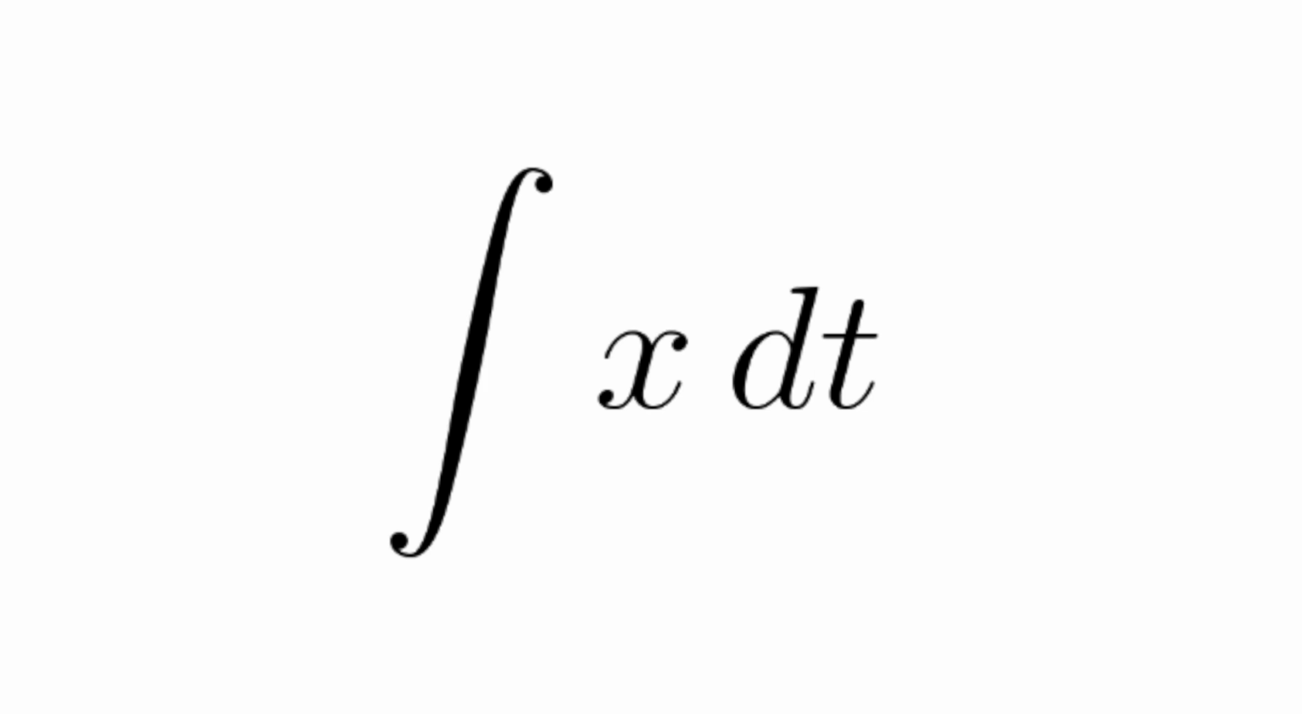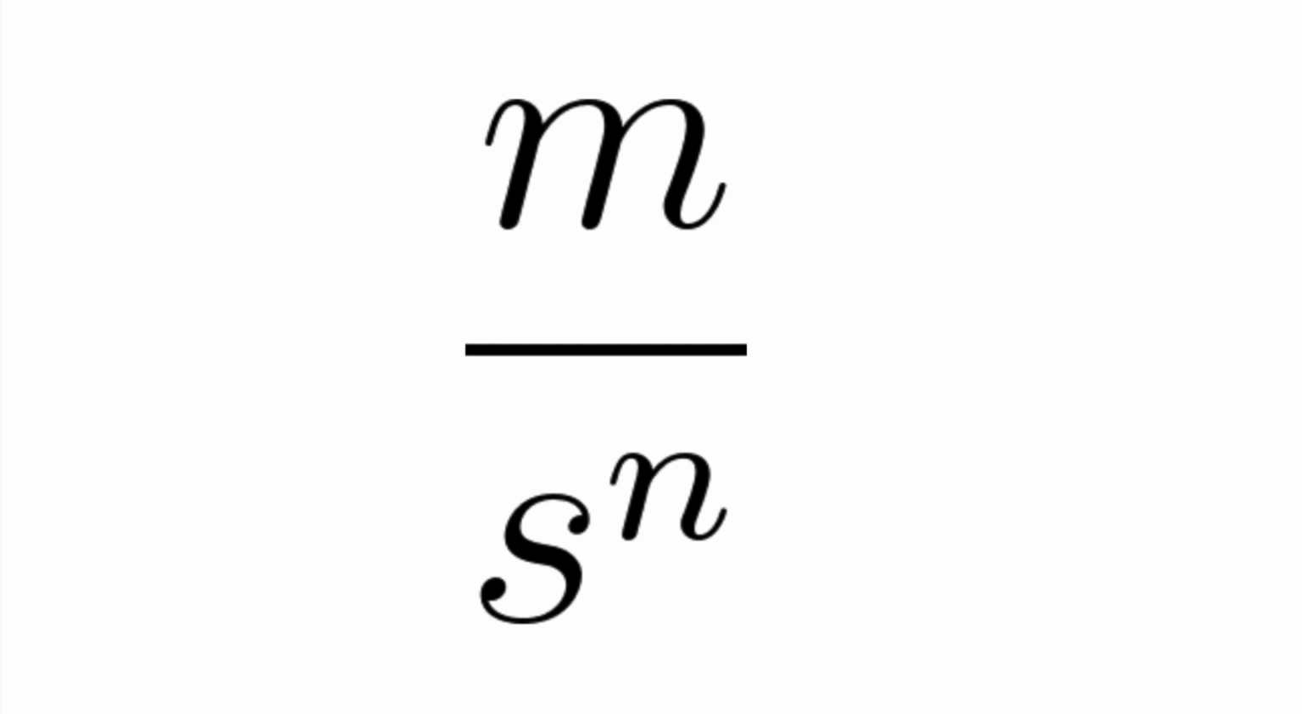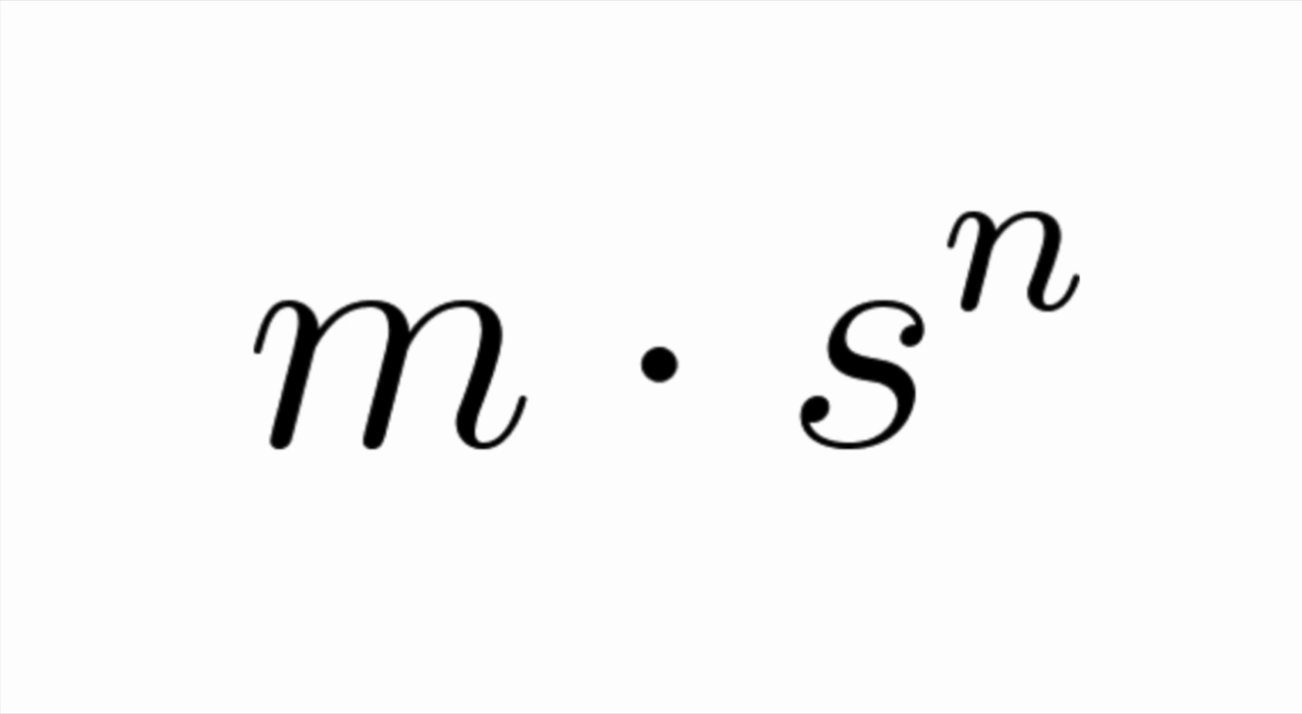While the nth derivative of position was given in meters over seconds to the nth power, the nth integral of position is given in meters times seconds to the nth power. What does meters times seconds even mean? It can be thought of as the accumulation of displacement.